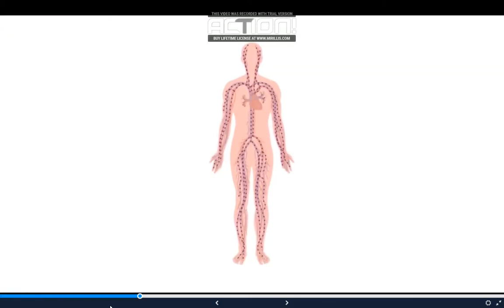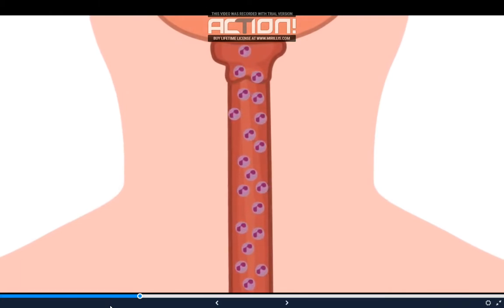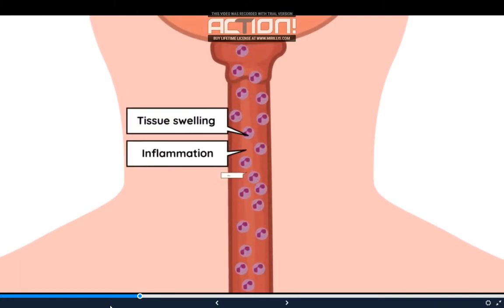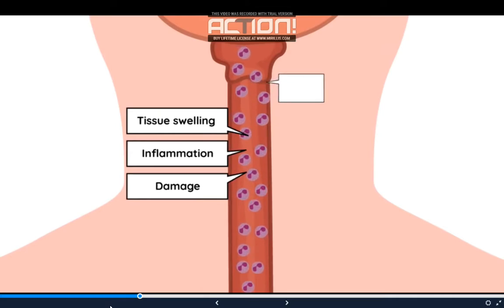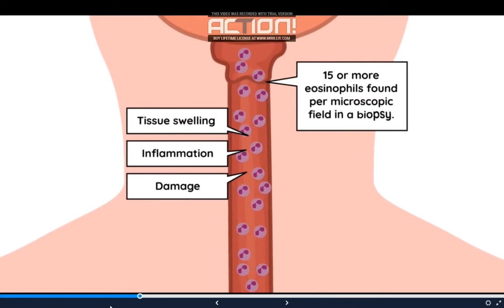Eosinophils are white blood cells that are normally found circulating in the body. However, in EOE, these cells collect and build up in the esophagus. These cells cause tissue swelling, inflammation, and damage. The diagnosis of EOE is made when there are 15 or more eosinophils found per microscopic field in a biopsy.